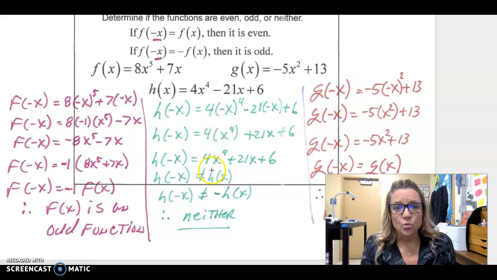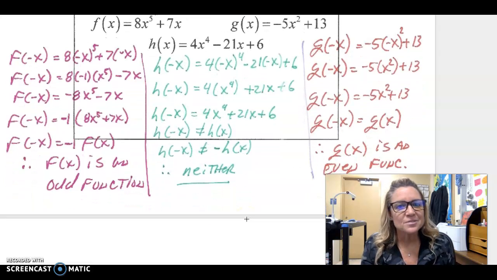Okay, so let's see. We end up with 4x to the 4th plus 21x plus 6, which is almost this, but notice the sign's different. Here it's negative 21, here it's positive 21. So they aren't equal and they aren't opposite. So you say neither, or neither, depending on how you say it.